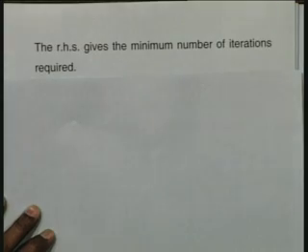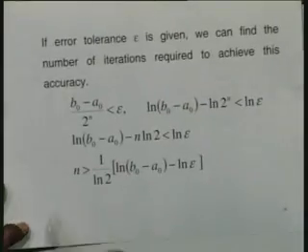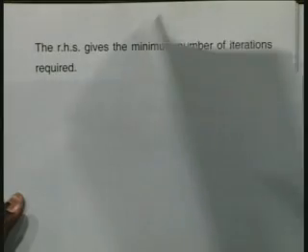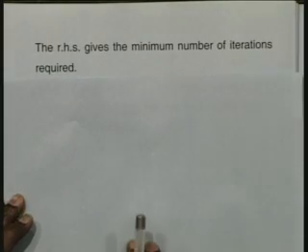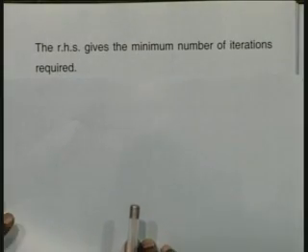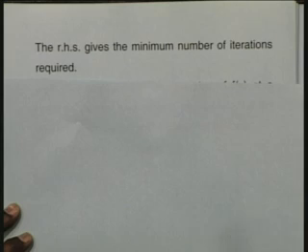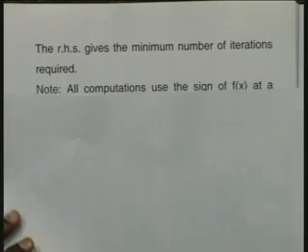There is something very interesting. Coming back to the slide again, the right hand side gives the minimum number of iterations required, because we are saying n is greater than this one. So, this is the minimum number of iterations required, but usually that is the exact number of iterations also, because depending on the integer, if you round it off to the next integer, then that will be the required one.